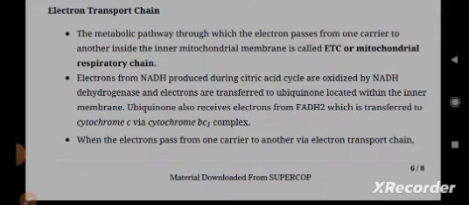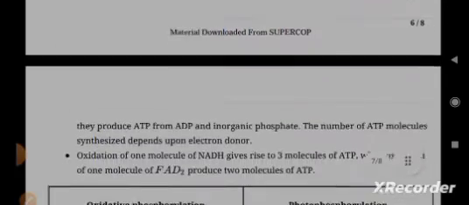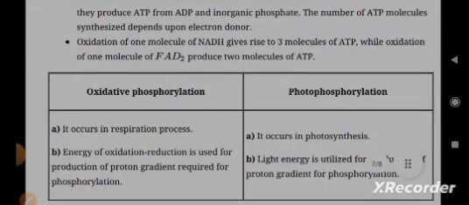When the electrons pass from one carrier to another via the electron transport chain, they produce ATP from ADP and inorganic phosphate. The number of ATP molecules synthesized depends upon the electron donor. Oxidation of one molecule of NADH gives rise to 3 molecules of ATP, while oxidation of one molecule of FADH2 produces 2 molecules of ATP.